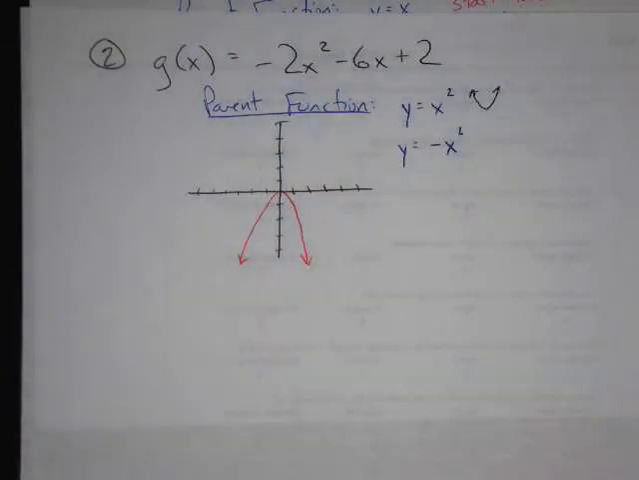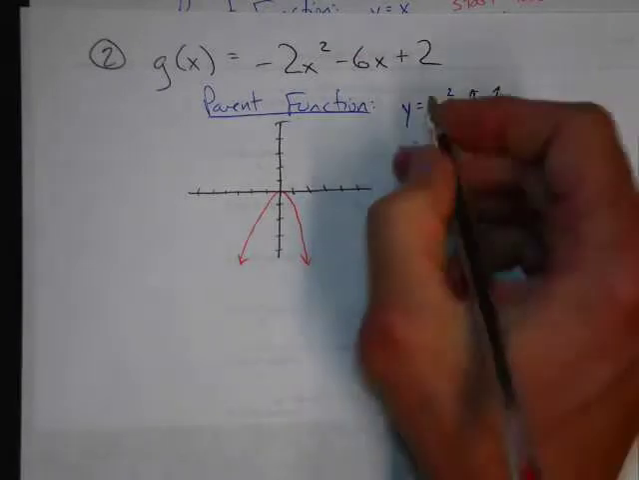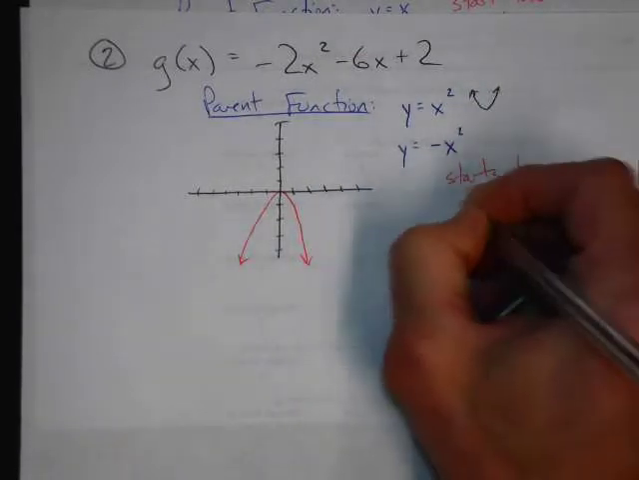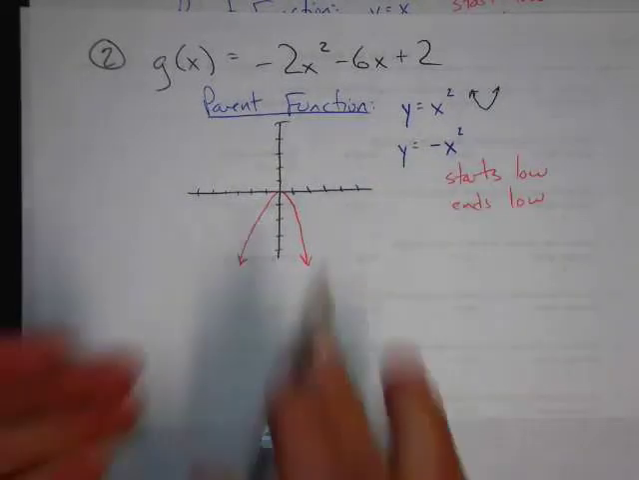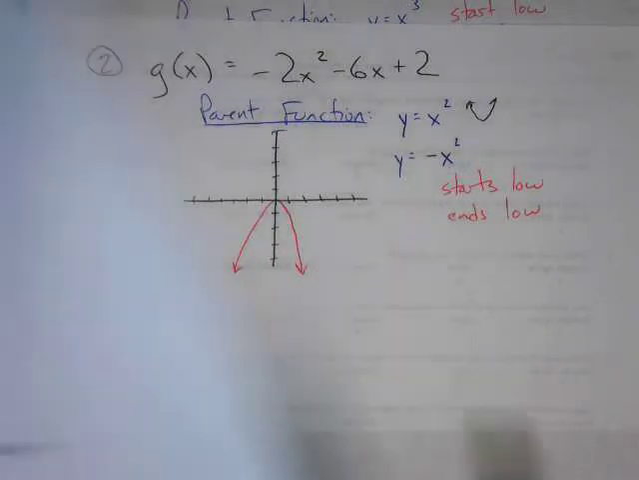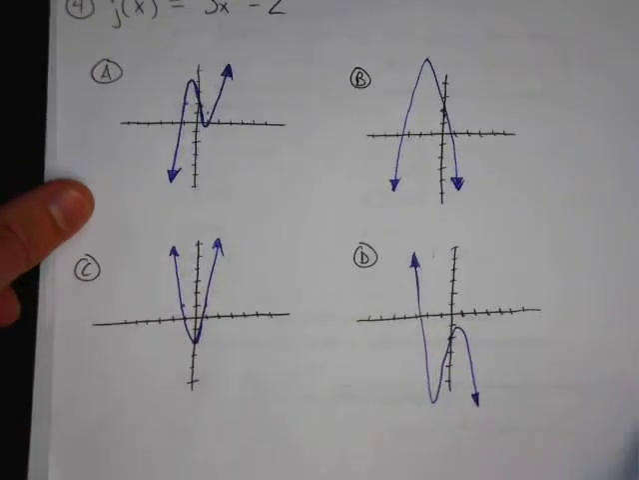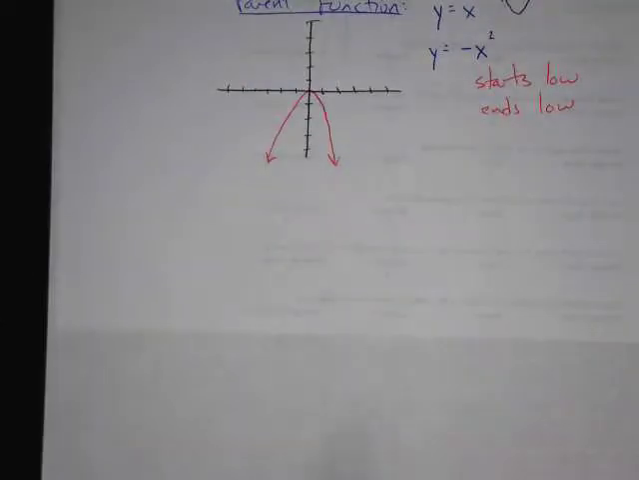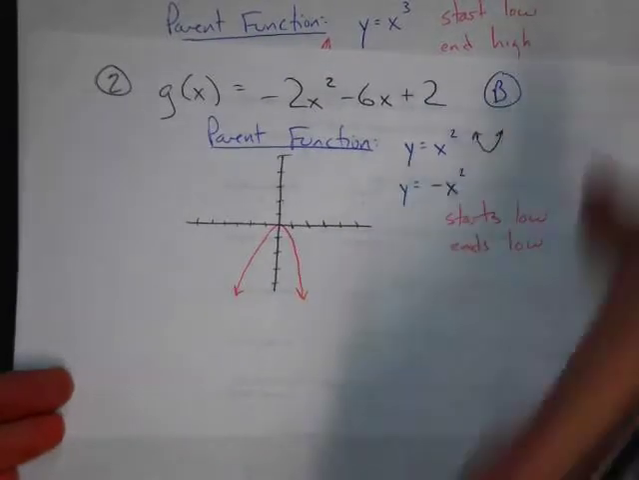So the unit on translations, we're going to find a graph that opens down. And so this then starts low and ends low. So the graph that we're looking for starts low and ends low. So we go to the graph that we're dealing with. Which graph fits that description? Which graph starts low and ends low? Graph B, right? So we can clearly see that graph B is the graph that matches equation number 2.